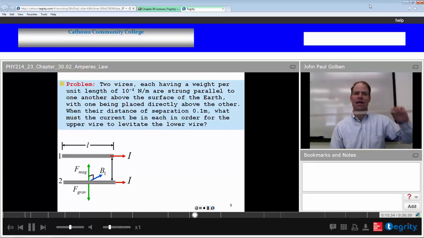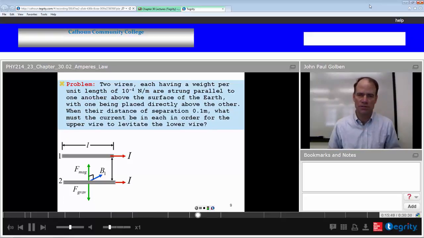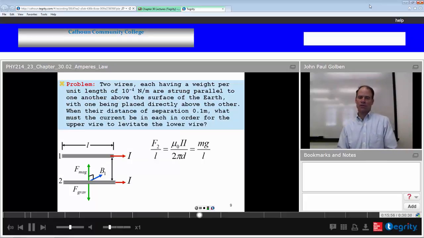So we're going to fix the upper wire, and we're going to put a lower wire that can move, and we want to levitate it against its own weight. So for that to happen, the magnetic force attracting it up should be equal to the gravitational force pulling it down. And that should be per length of the wire. So we would have that force 2 per length is equal to mu naught I1 I2 over 2 pi d. I1 and I2 are the same current I, and that should equal the weight per length of wire number 2 in order to keep it in equilibrium.